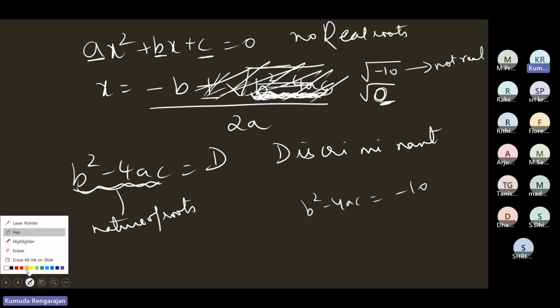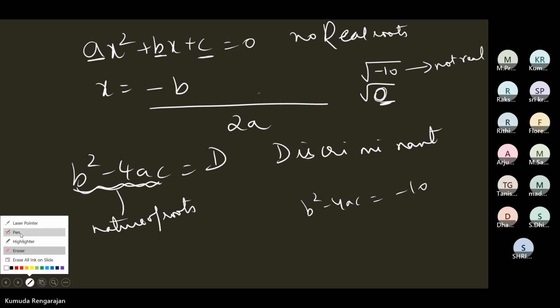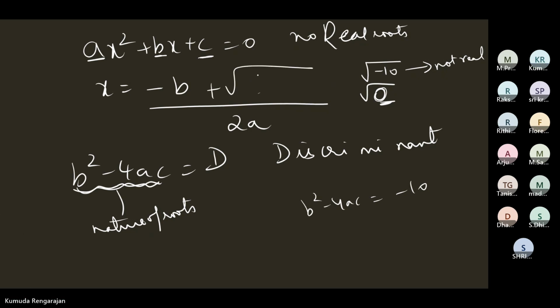So if the value of b square minus 4ac is positive, it can be a perfect square like 25, or it can be an imperfect square like 30.